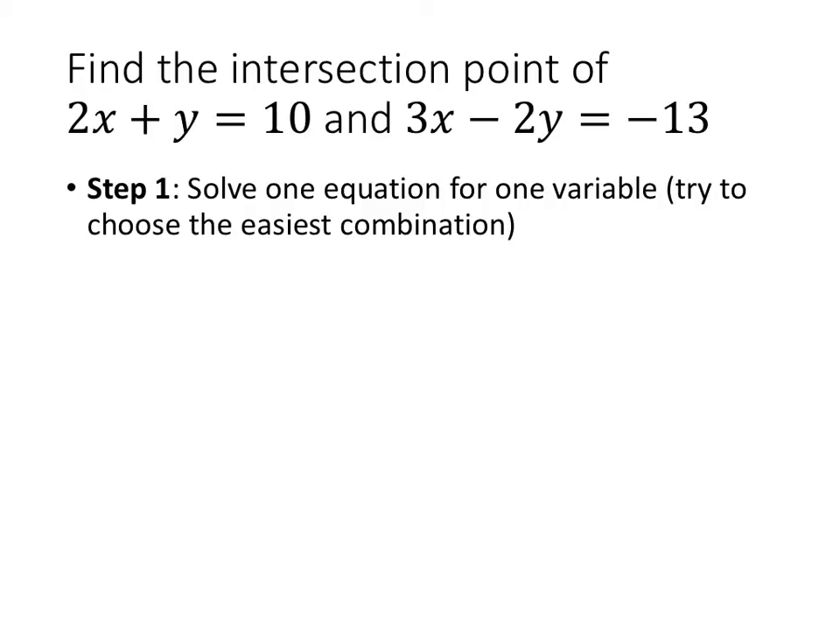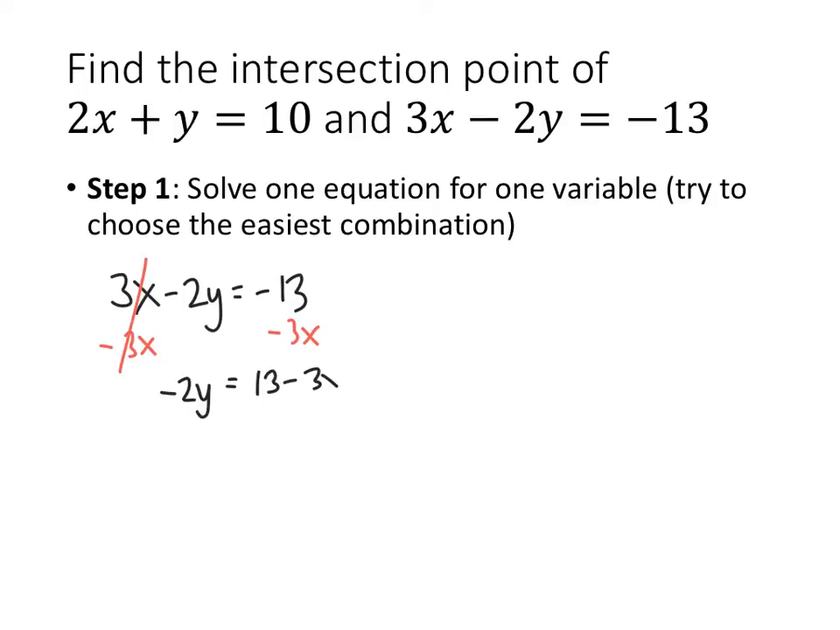So if we look at the second equation, for example, 3x minus 2y equals negative 13, we could solve this equation for y, say. We would subtract 3x from both sides. That cancels out on the left. We get negative 2y equals 13 minus 3x. Sorry, negative 13 minus 3x. And then we would have to divide both sides by negative 2. And that gives us negative 13 minus 3x, all divided by negative 2. But notice how many steps that took, and also notice how ugly that solution for y is.